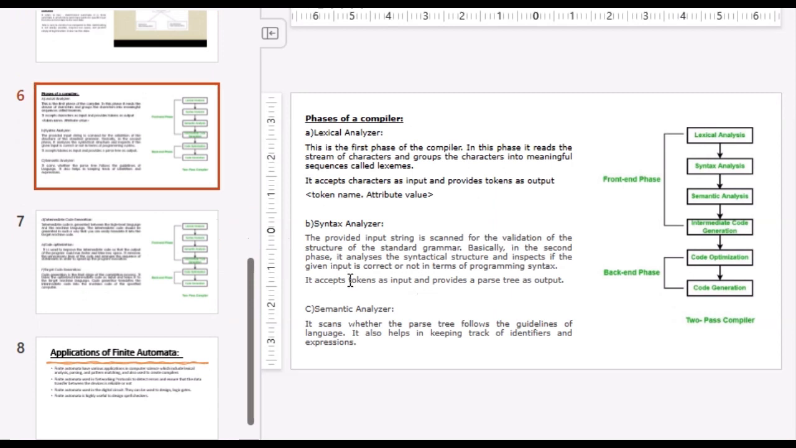Now let us come to the main topic of this presentation, the phases of a compiler. So basically, in this diagram, these are the phases that are present in the compiler design. The first phase is lexical analyzer.